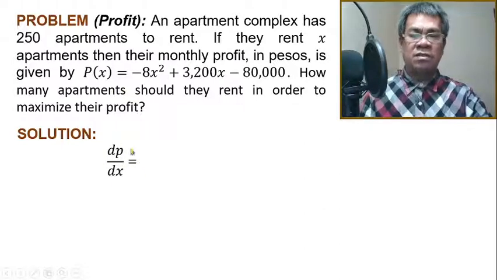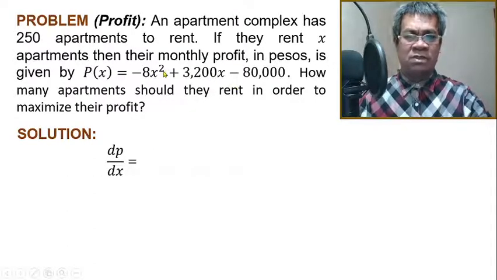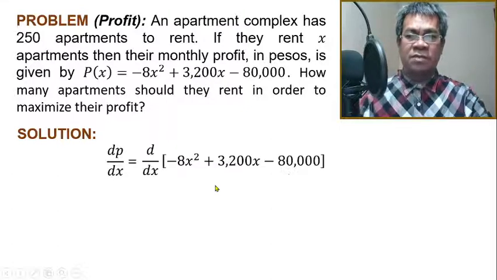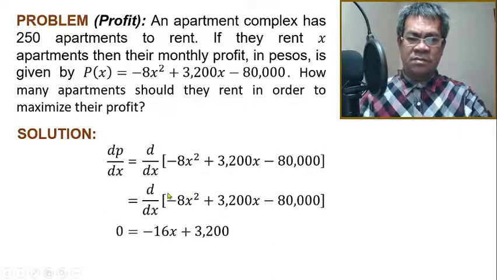In this solution, when we say maximum, you have to find the rate of change. So it should be the change of the profit with respect to the number of apartments to be rented. So we have dP over dx, which means we have to differentiate the profit function. When you look at the function, this is very simple, just basic using the sum rule. Taking the derivative, the 2 times 8 gives negative 16x, and the next term is 3,200. Again, we have negative 16x plus 3,200. So that's it.